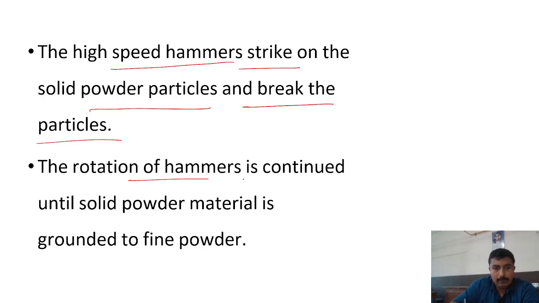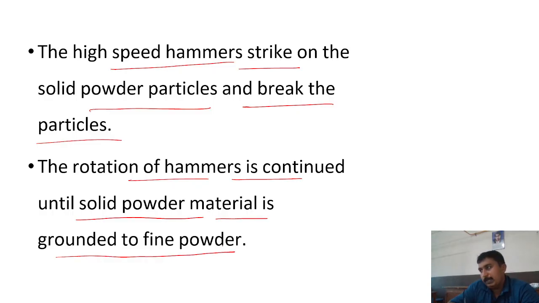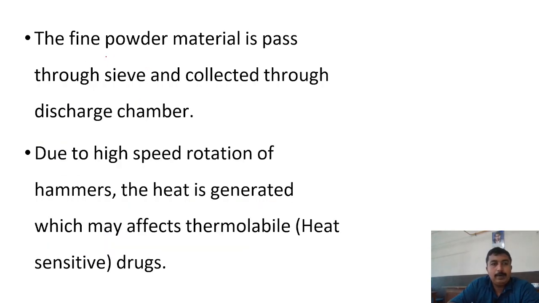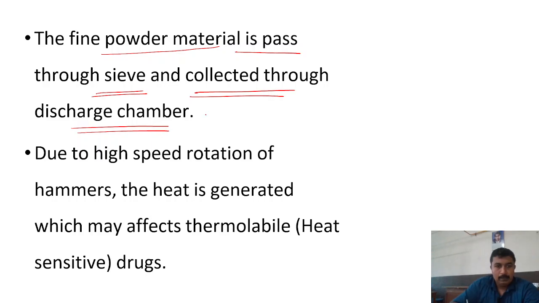The rotation of the hammers continues till the solid powder material is ground to fine powder size, that is, till all the powder particles are collected from the bottom. The powder particles pass through the sieve, which indicates that the powder particles have been reduced to the required size with the help of the hammer mill. So finally, the fine powder particles, as we discussed earlier, pass through the sieve and are collected through the discharge chamber. Due to the rotation of the hammers at high speed, what will happen?